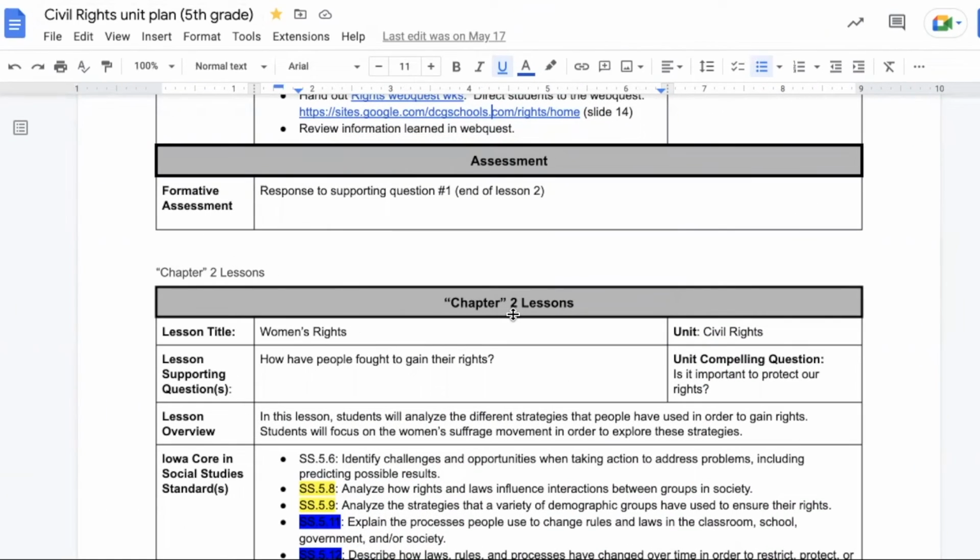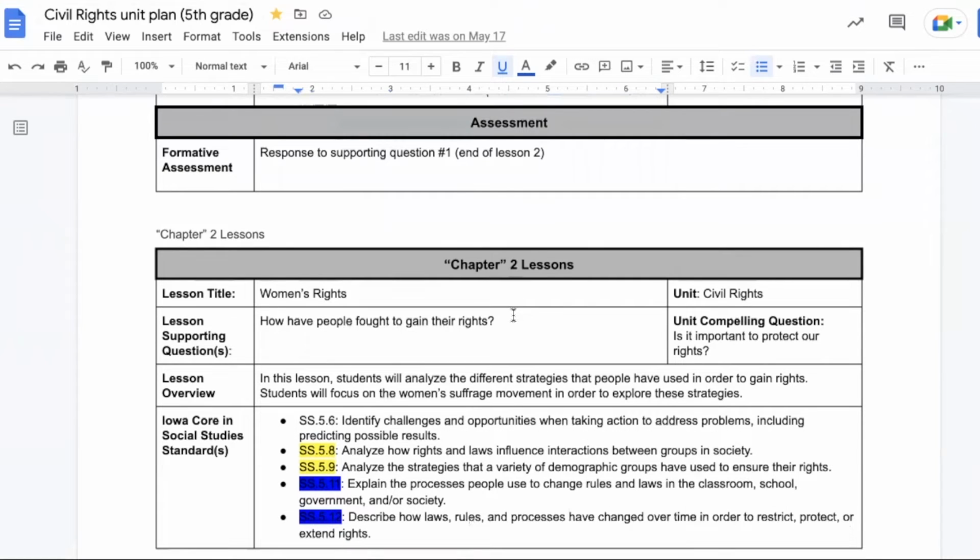Chapter 2 is called Women's Rights and focuses on supporting question 2. In this, we are learning about the different strategies people have used in order to gain rights, focusing on the women's suffrage movement to explore said strategies.